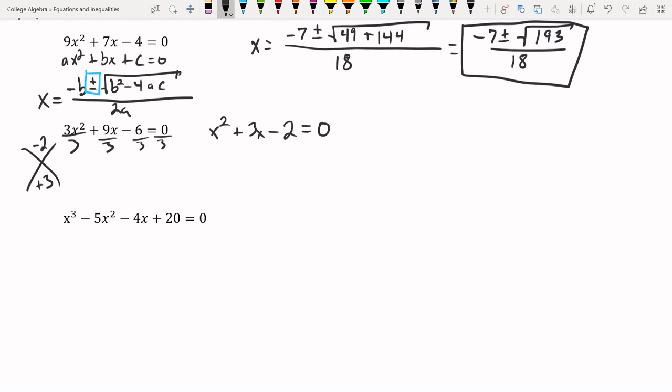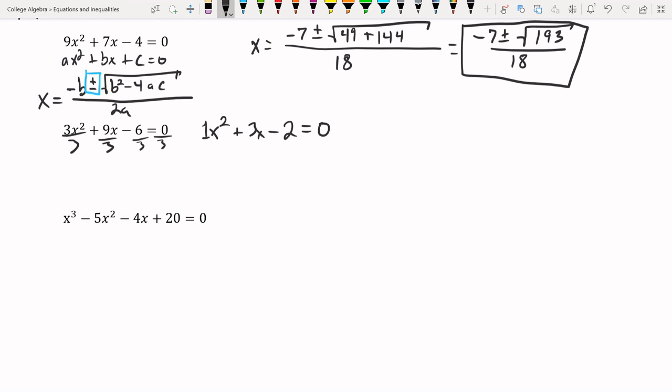Numbers that multiply to give negative 2, you could test this really quick. 1 times negative 2 and negative 1 times 2. Those are the only two possibilities, right? But that gives us negative 1 and positive 1, which means the AC method doesn't work here. So we have to use the quadratic formula again.